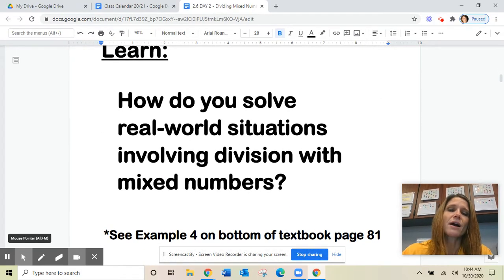We're trying to figure out how exactly do you set up an expression to be solved if there's division with mixed numbers? How would those expressions be written so that we can solve them? Take a moment and peek on the bottom of textbook page 81, where example 4 is a real-life situation, and see exactly how they went through the situation story and wrote an expression which then was solved. We'll pause the video while you look to learn.